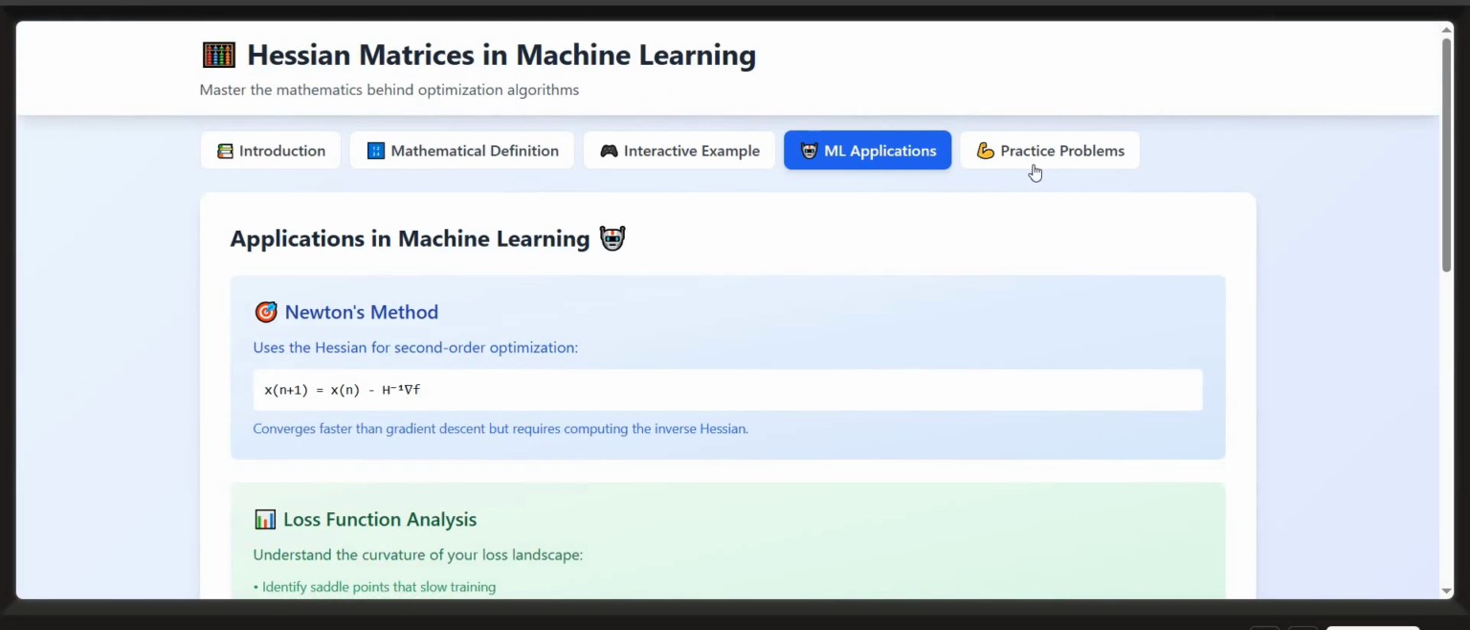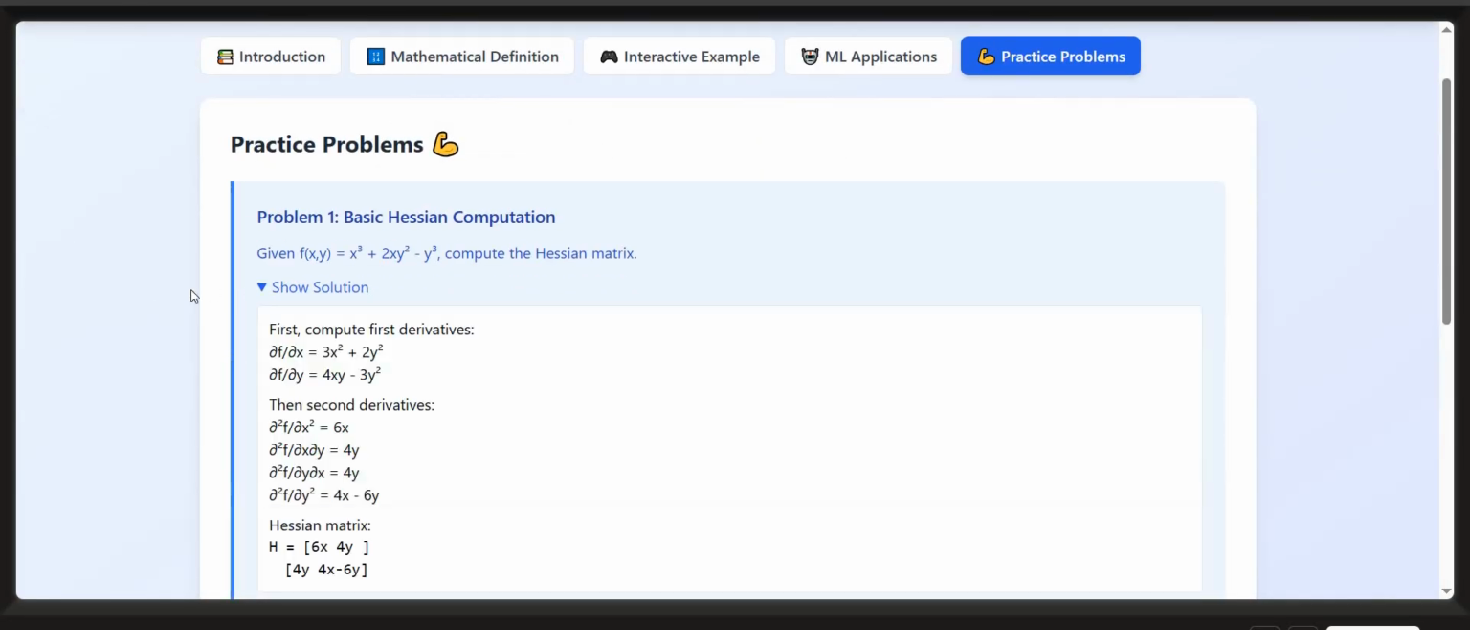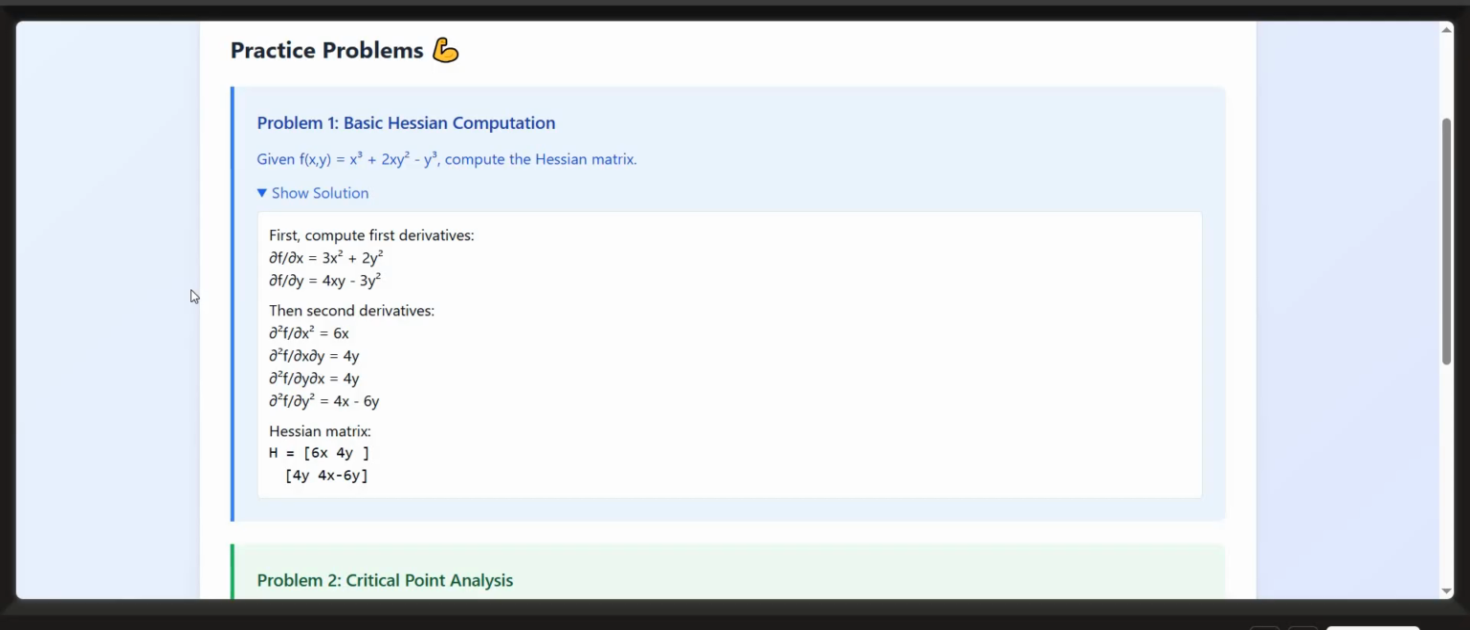Okay, let's look at this part. Let's work through a few example problems to see how the Hessian actually gets used in practice. Okay, and let's start with problem 1, just a basic Hessian computation. We are given a function f of x y equals x cubed plus 2xy squared minus y cubed. So f of x y equals x to the power 3 plus 2xy squared minus y to the power 3.